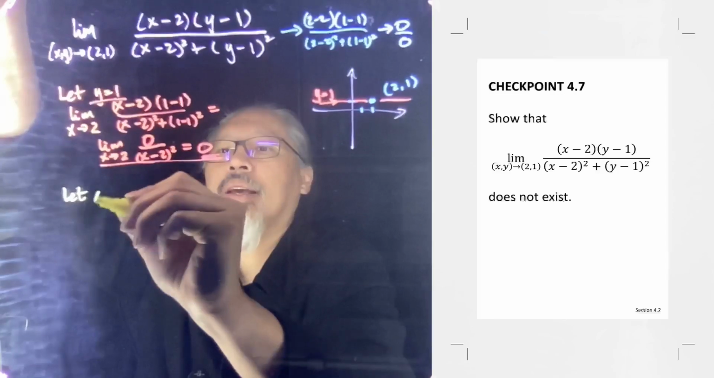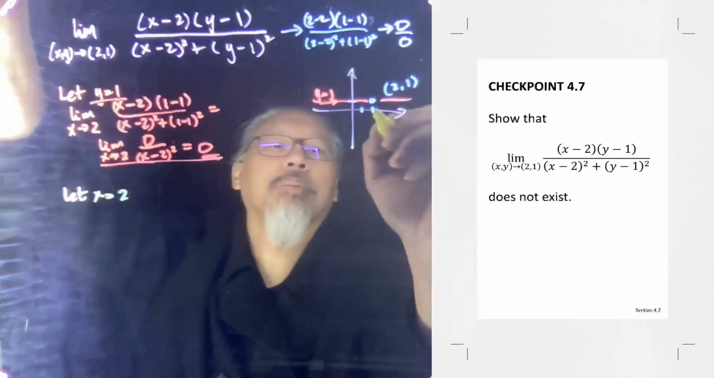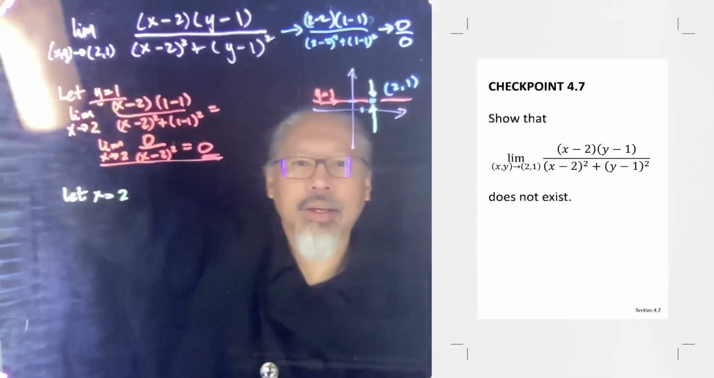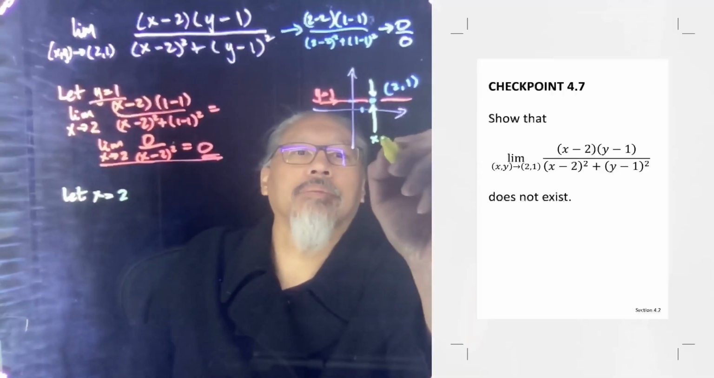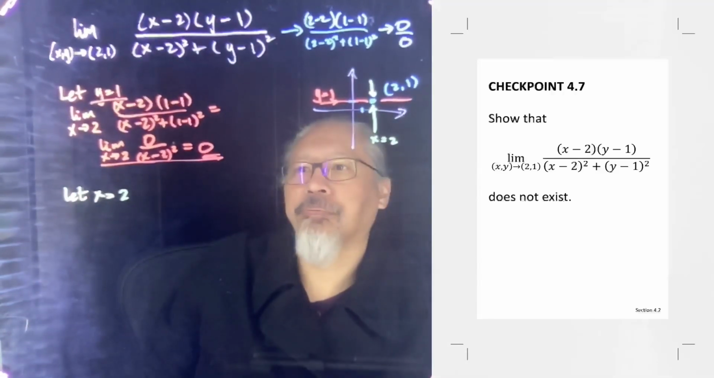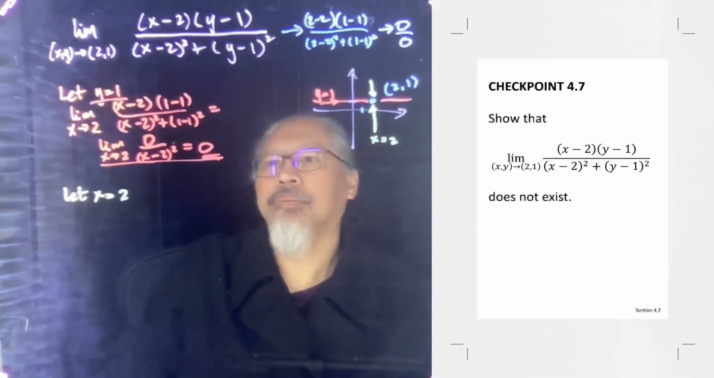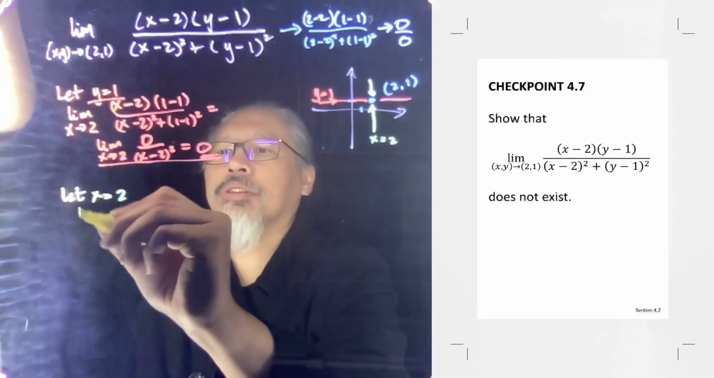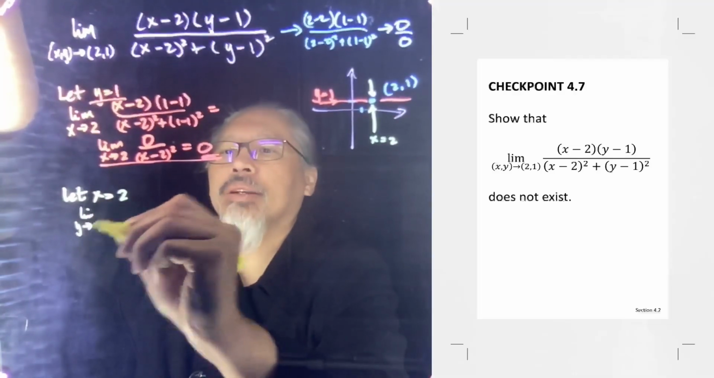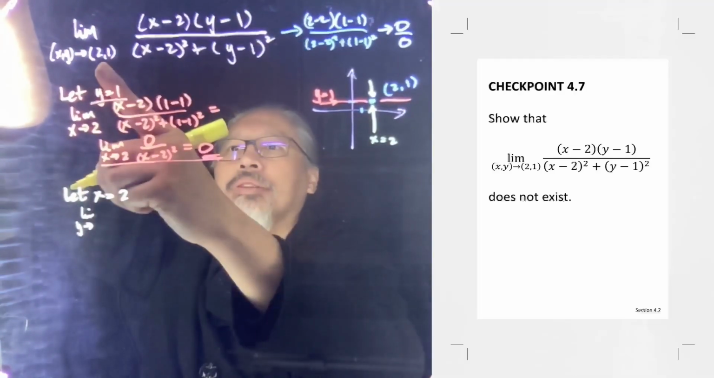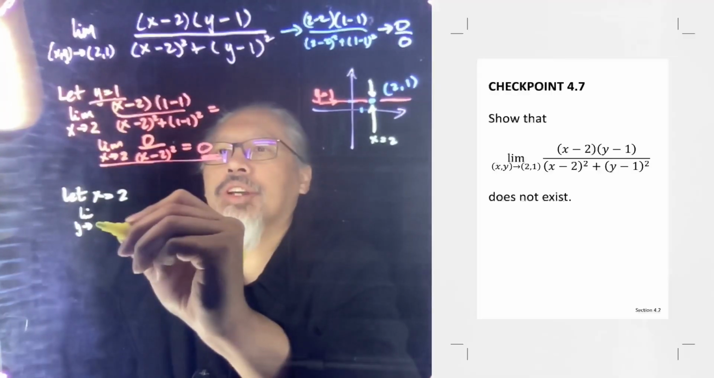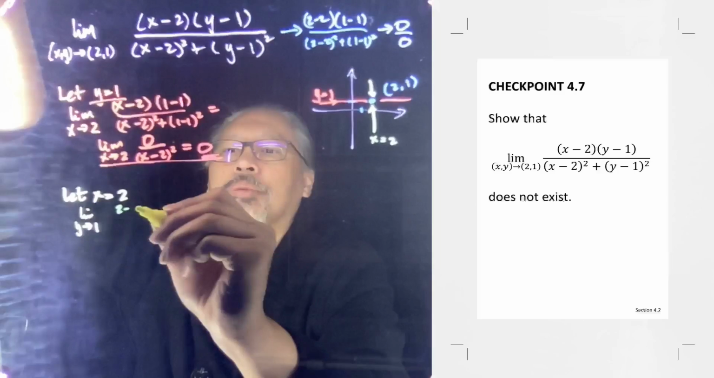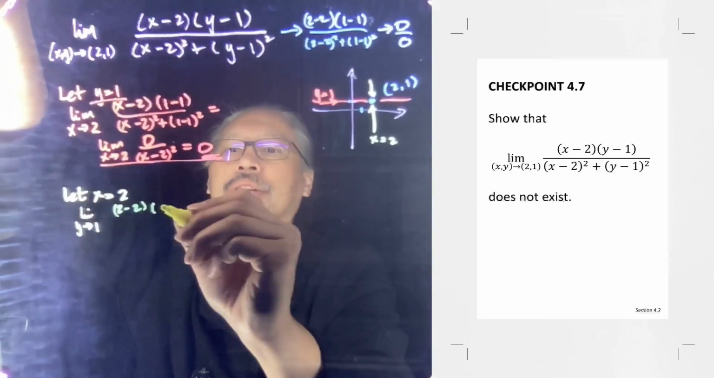Okay. Let's try letting x equal 2 this time, with a fixed value of 2 going in that way. What happens there? This is going to be the limit as y approaches 1. Now x is going to be 2 fixed, and y is the one that's changing, and that's going to approach 1. And then here we have 2 minus 2, well, that's going to be 0 already.